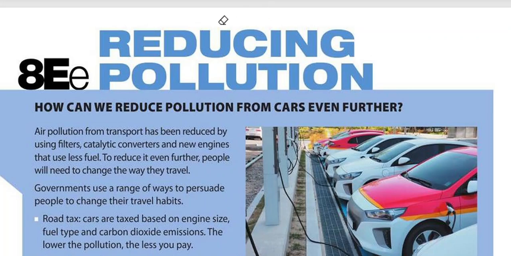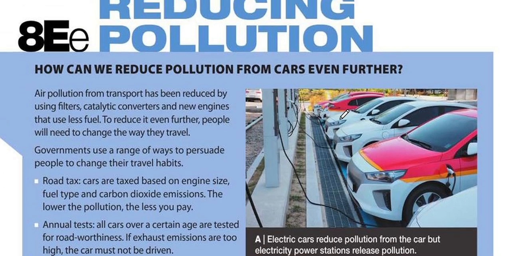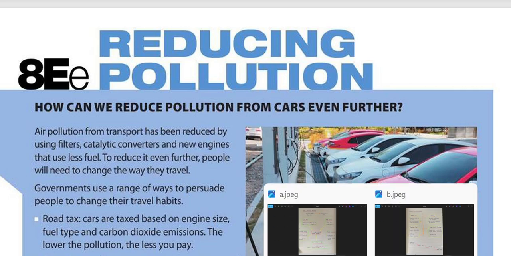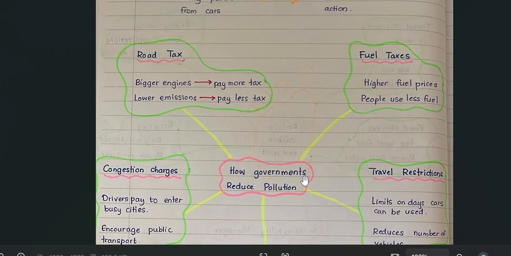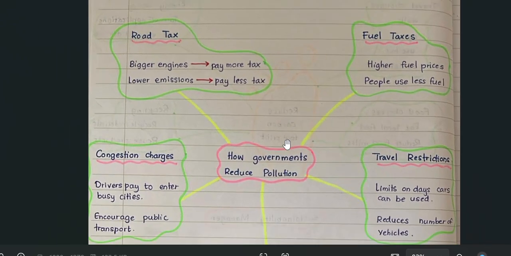Okay, so this is the last lesson of combustion unit 8E. This lesson explains the ways in which you can reduce the pollution, right? So this is the textbook lesson, but before I go to this, let me just explain what is given here using a short note, right?